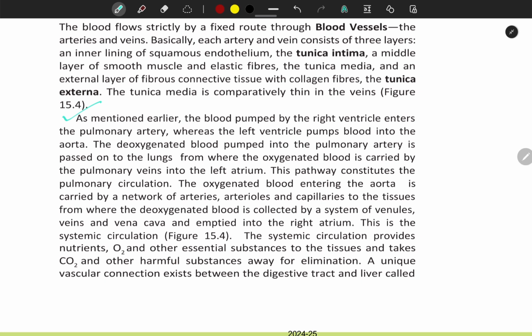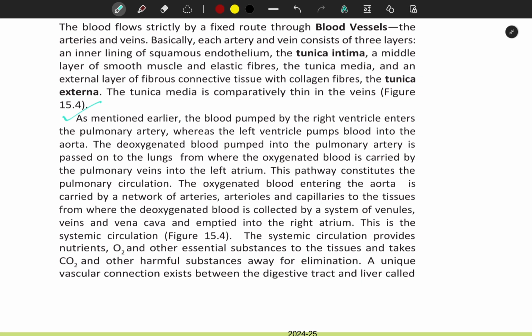As mentioned earlier, the blood pumped by the right ventricle enters the pulmonary artery, whereas the left ventricle pumps blood into the aorta. The deoxygenated blood pumped into the pulmonary artery is passed on to the lungs, from where the oxygenated blood is carried by the pulmonary veins into the left atrium. This pathway constitutes the pulmonary circulation. The oxygenated blood entering the aorta is carried by a network of arteries, arterioles, and capillaries into the tissues, from where the deoxygenated blood is collected by a system of venules, veins, and vena cava and emptied into the right atrium. This is the systemic circulation.